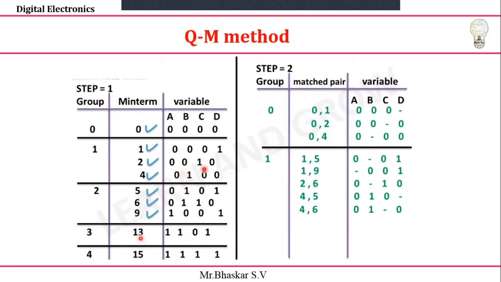6. So 0 0 1 0, here 0 1 1 0 is there. So I can change one bit here. So 2 comma 6 is nothing but 0 dash 1 0 I'll get.